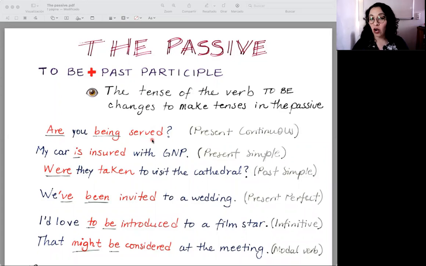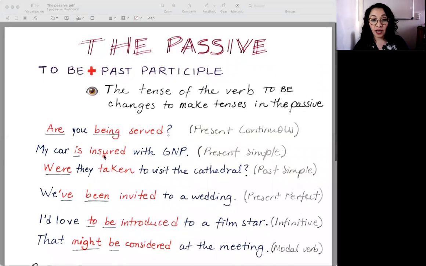Are you being served? Imagine someone asks you at a restaurant, are you being served already? That is an example of the passive in present continuous. My car is insured with GMP. That is an example of the passive in present simple.